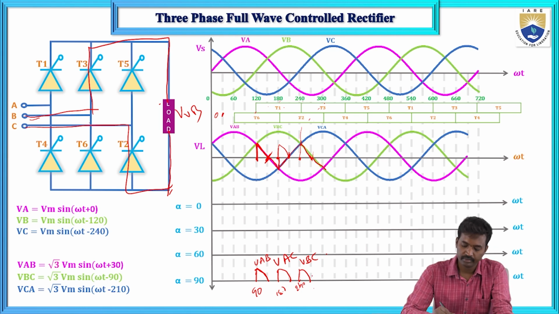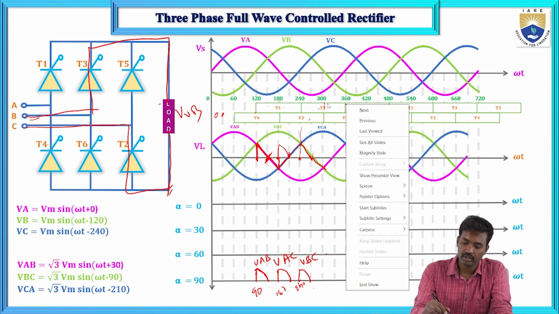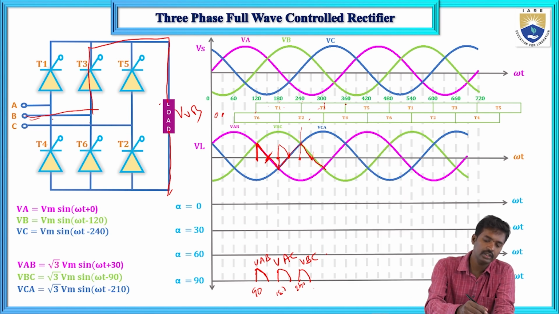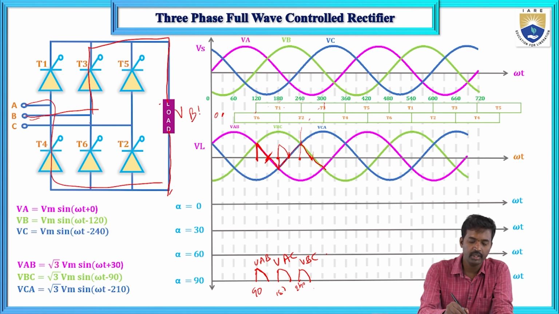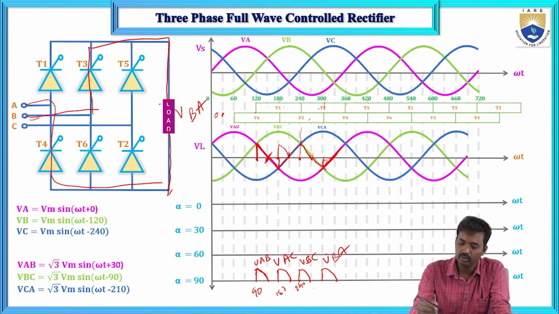Now next case, from 300 to 360 degrees duration. T3 and T4 will conduct. T3 and T4 will conduct means that is VBA. VBA means here this is one. This is the duration, but it will take only this one. So now here this is the VBA, and next 360 to 420 duration, T4 and T5 thyristors will conduct.